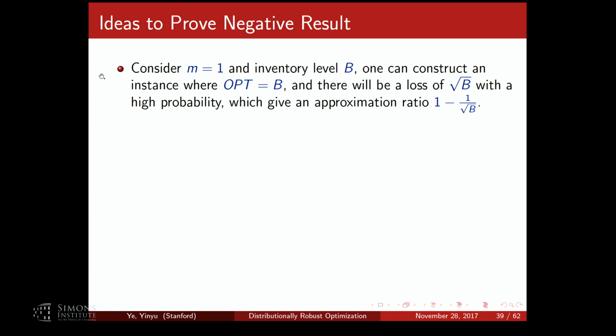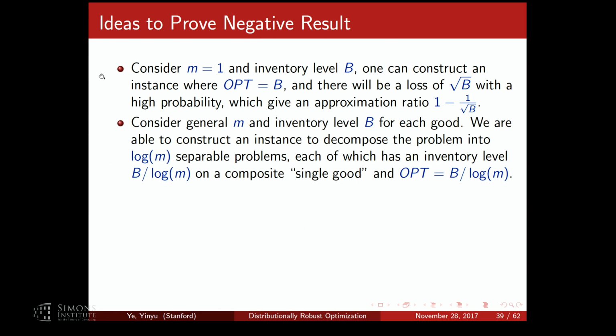So the proof for the negative result is like you have M equal to 1. If you have an inventory level B, you can construct an instance where OPT is equal to B, and it will lose square root of B. So there is no algorithm; you always have a loss of square root of B. This is already known. It's like this for dimension equal to 1. This is the secretary problem. But here is how to do M.